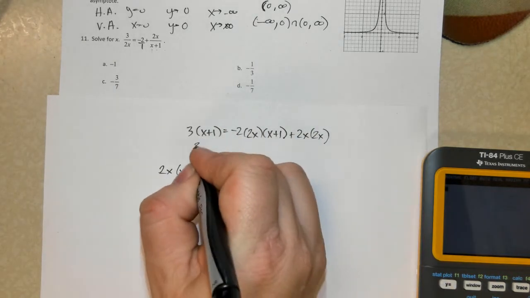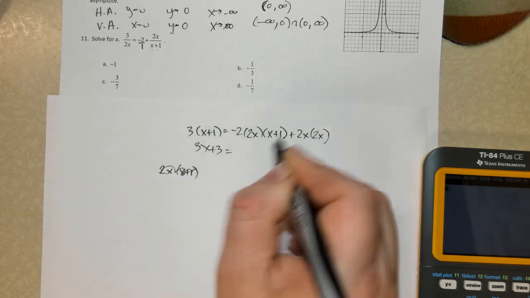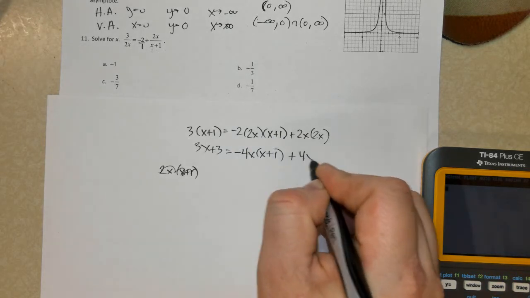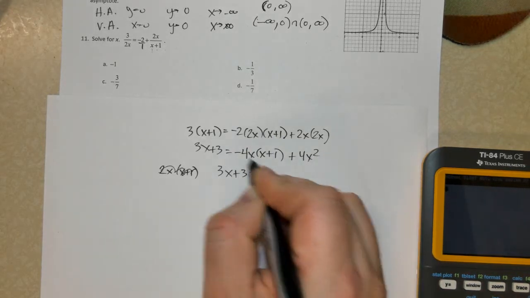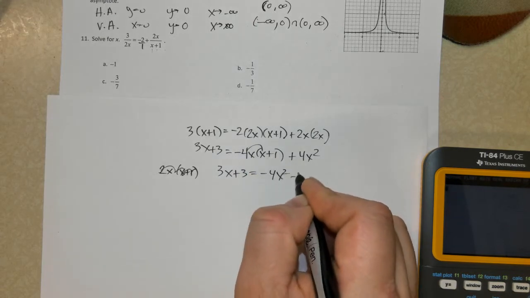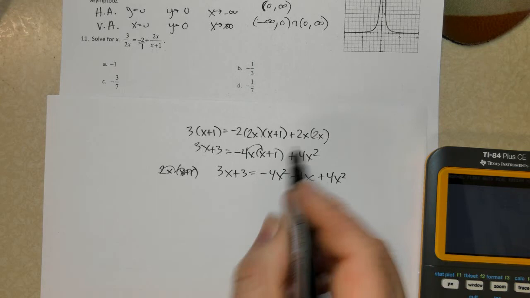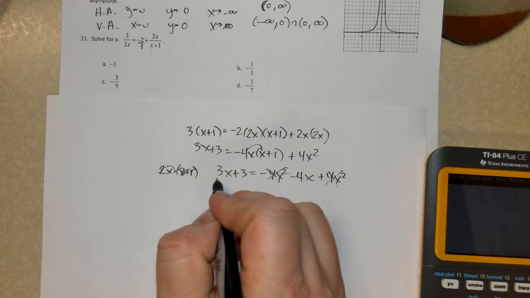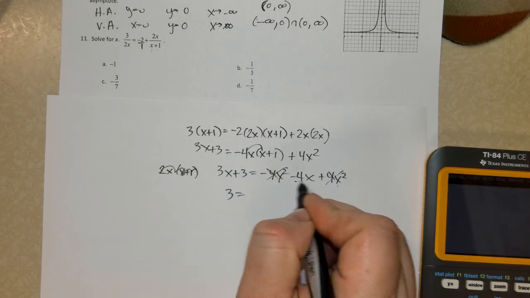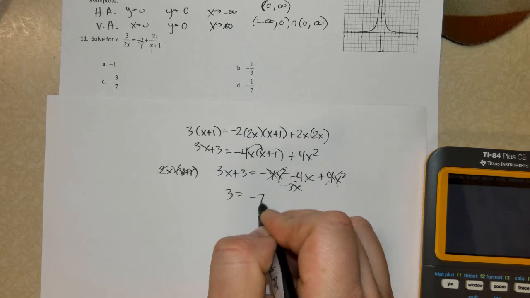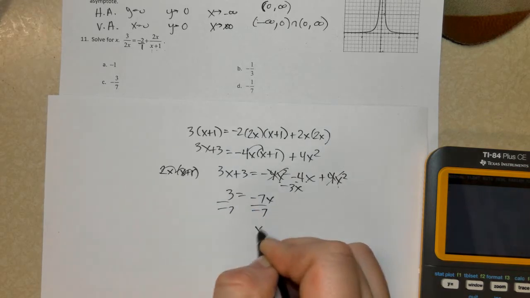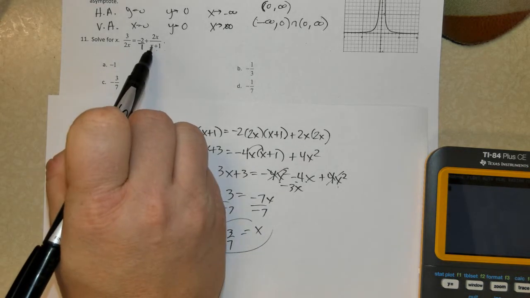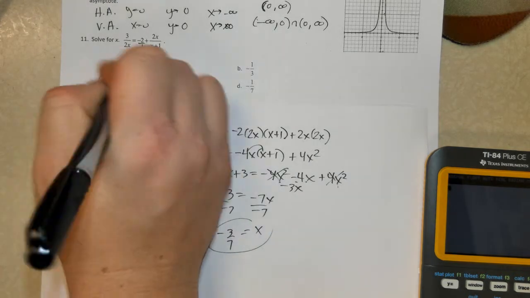Alright, so here we go. I'm just going to distribute: 3x plus 3 equals, oh, this is a little bit difficult. We're going to come back to this. 3x plus 3 equals, here we go, negative 4x squared minus 4x plus 4x squared. These two are going to cancel. I'm going to move the 3x over. So you had a negative 4x. Now when you move 3x over, you're going to subtract. Divide by negative 7. I have x equals negative 3/7. So let's check. The extraneous solutions would be 0 and negative 1. It's neither. The correct answer is C.